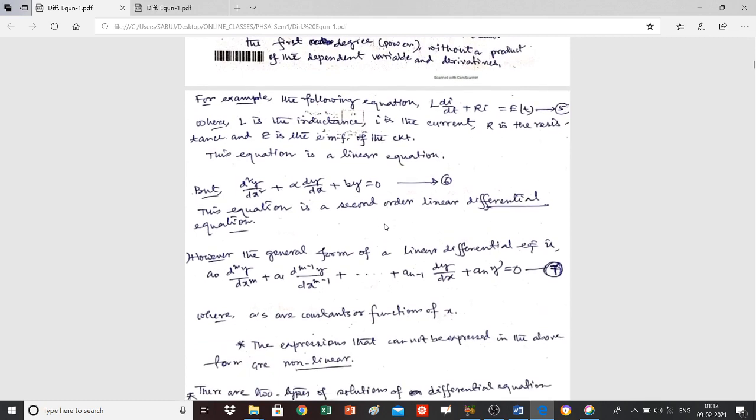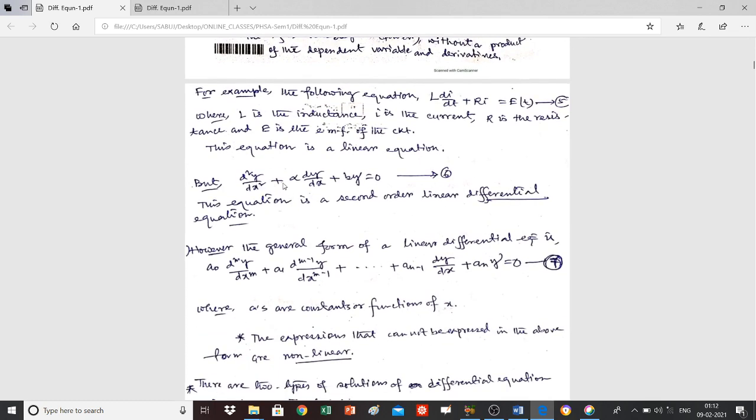So come to another example, that is here d2y by dx square plus alpha dy by dx plus dy. So in this equation, see here it is second order, but its power is 1. So it should be treated as a linear equation.